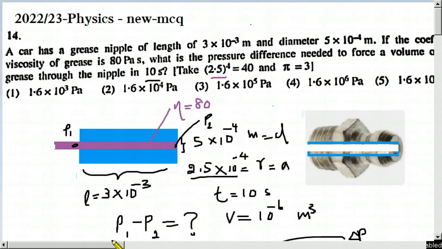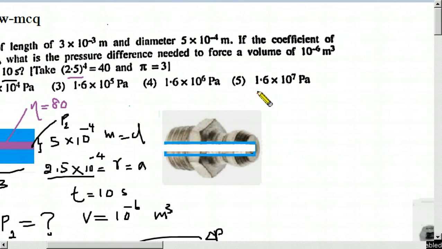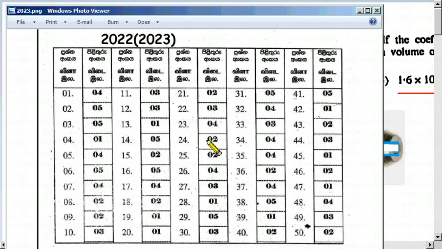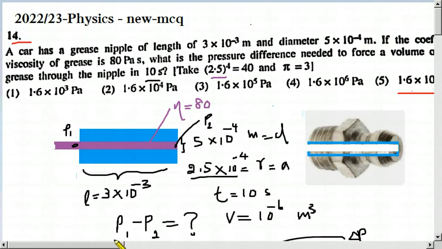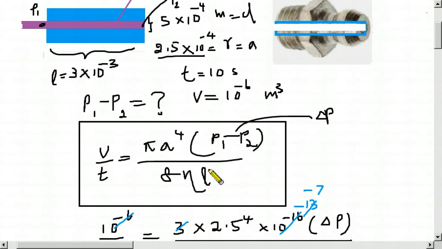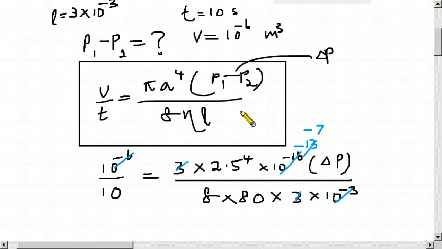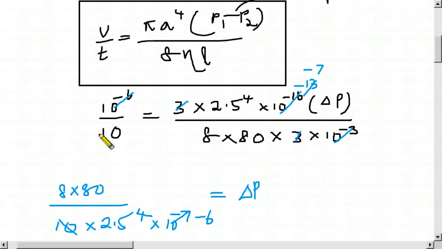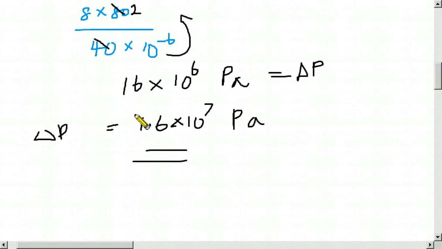So the answer is this one. Let us check the answer. Question number 14, the answer is the fifth one. Correct, the fifth one. So it is easy. It is not a difficult question if you remember the correct equation, and if you know what this grease nipple is, that it is just a tube, and also if you do the simplification correctly and carefully, you get the correct answer.